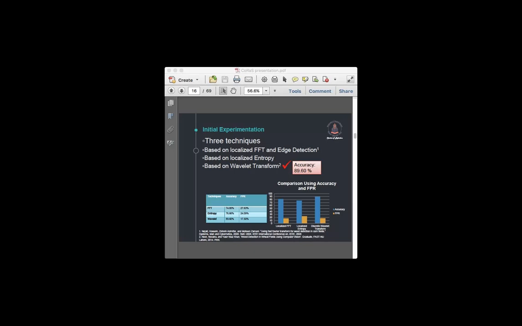And the false positive rate is also 17.5%, which is lower than other techniques. So for FFTs, we had 75% accuracy. For entropy-based technique, we had about 76%, and for wavelet transform, we had an accuracy of 89.6%, which is close to 90%, which is an acceptable threshold, considering that here we don't need a lot of accuracy.